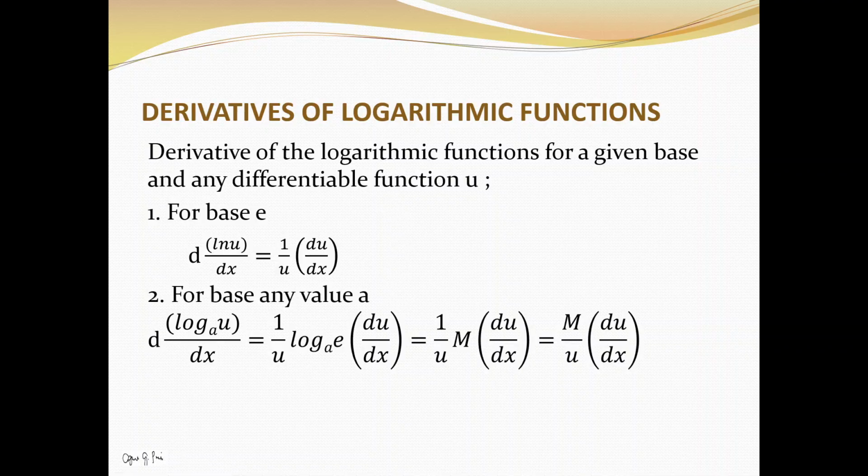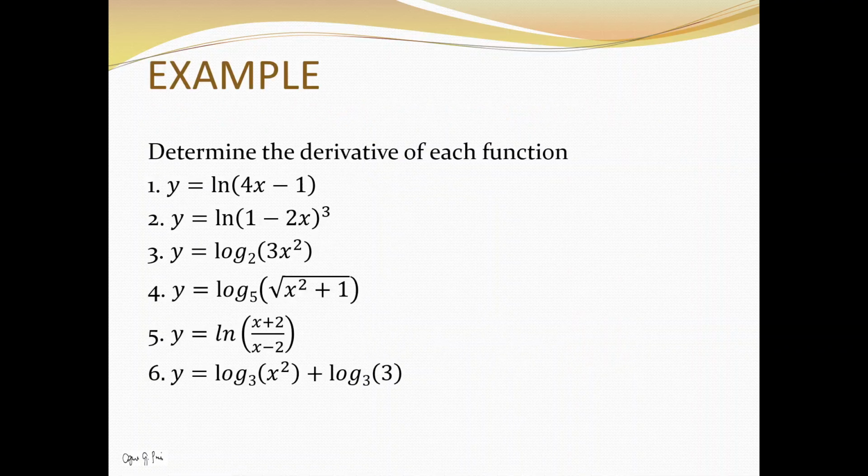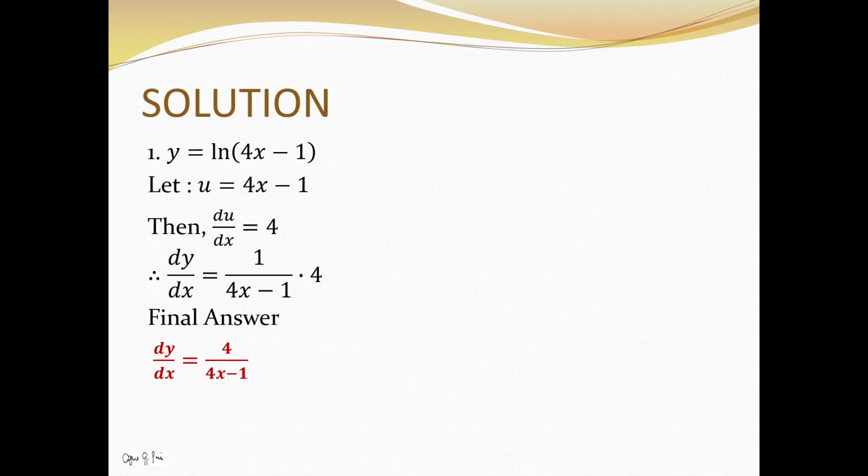Now, for our examples, we have to look for the derivative of each function. For number 1, let us discuss. The given is y equal to ln of 4x minus 1. Understood, this is our u. Then we first look for the derivative of this u. If u is equal to 4x minus 1, then the derivative of u is equal to 4.